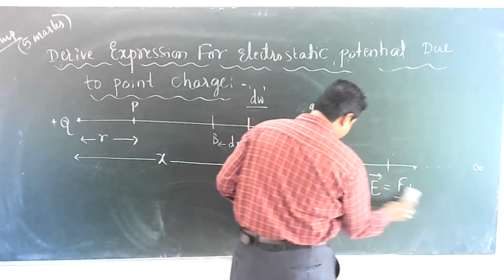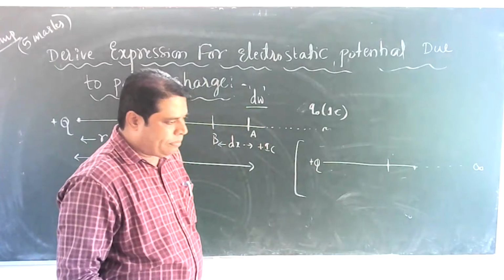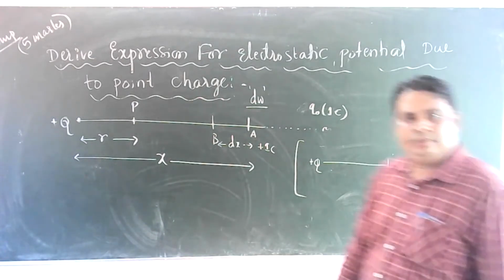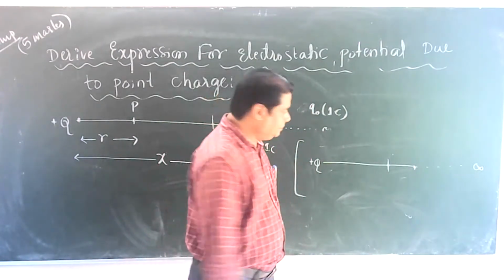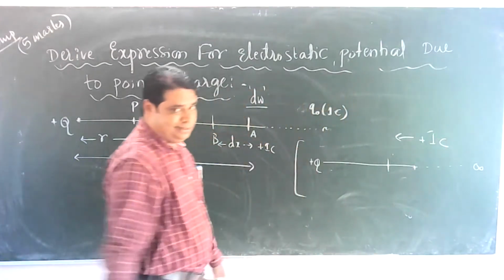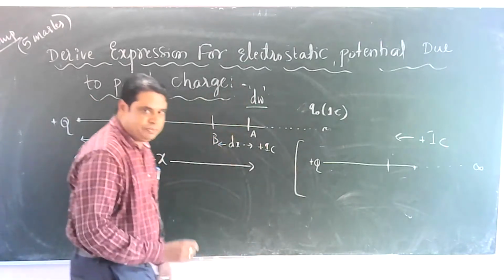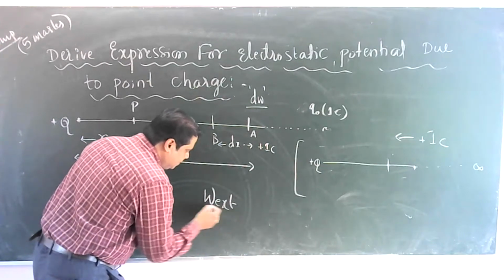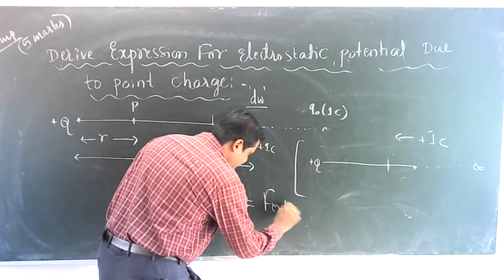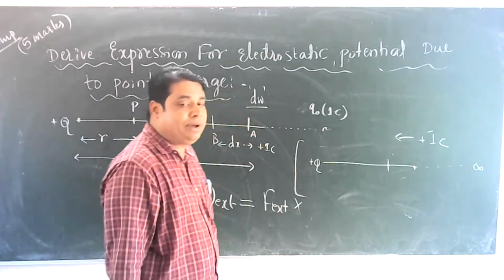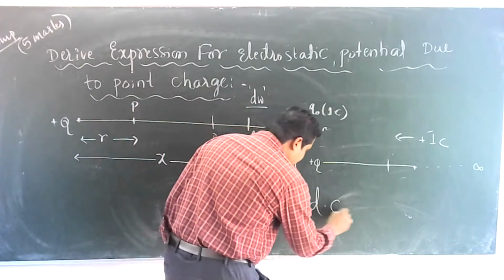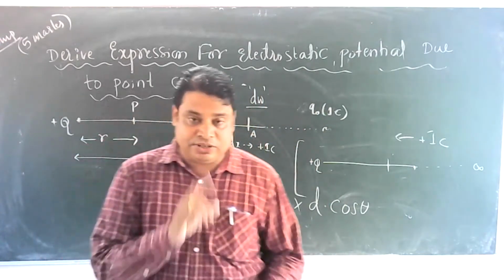If this is okay, I will tell you something else. If you are moving this unit charge in this direction, then what about work done? See here. Work done by external force, W external, is equal to F external into, what is the expression for work? Force into displacement, say dr, and cos theta. dr cos theta.